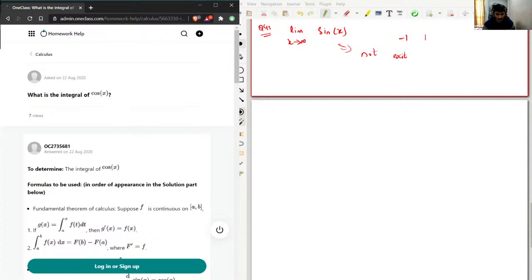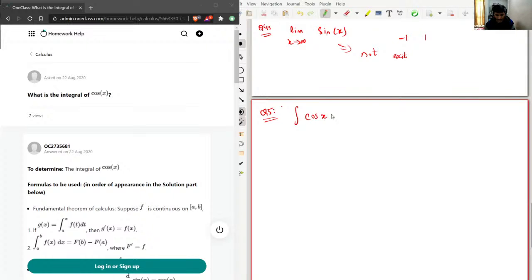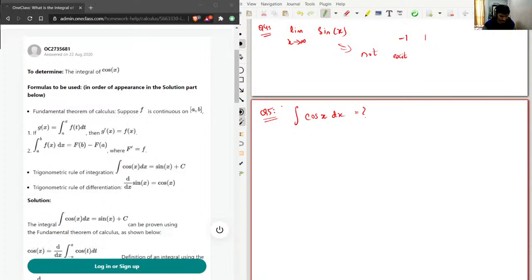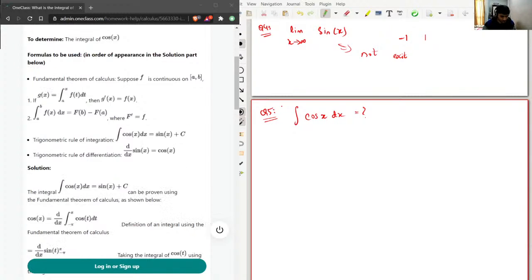Yeah, so this will be question number 5. Here it is asking for the integral of cosine x. So we need to calculate the integral of cosine x dx. Now I directly know the integral of cosine x, but I'll just go with the derivation given by Janine The Tutor here.